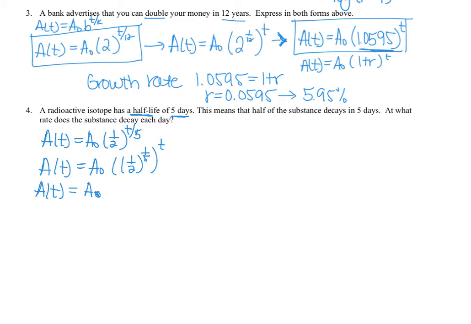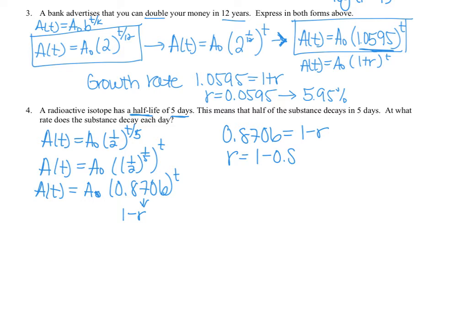So that gives me 0.8706 to the t. Remember, this corresponds with 1 minus r. So 0.8706 equals 1 minus r. So my rate is 1 minus 0.8706, which is 0.1294. And as a percentage, that's 12.94%.